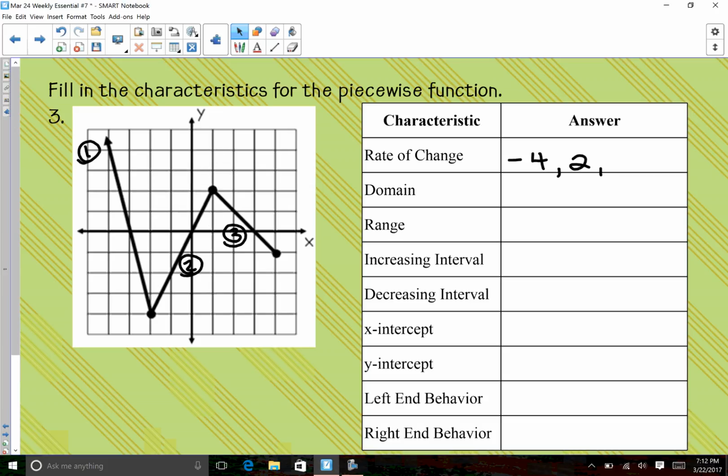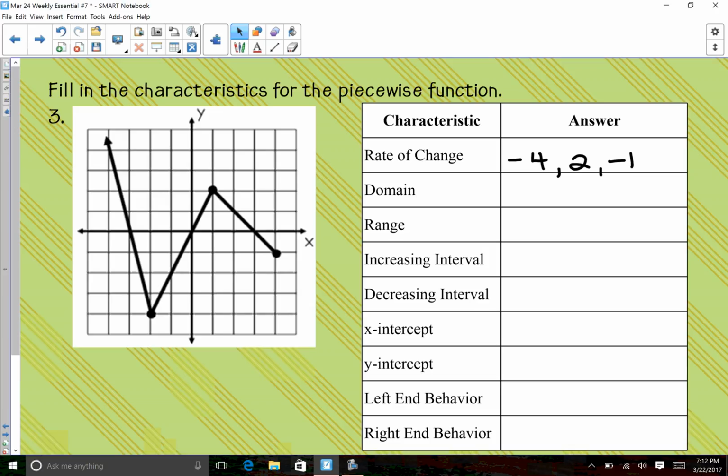And then on piece number 3, let's pick these 2 points. To get from one point to the other, for example, if I do this one, I'm going up 1, left 1. So that's a slope or rate of change of -1.